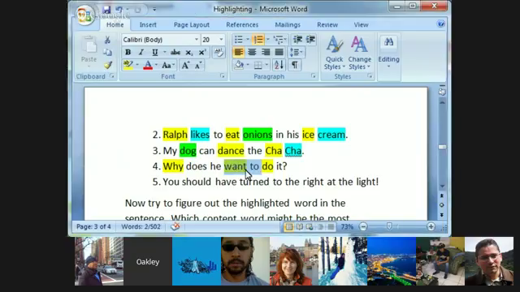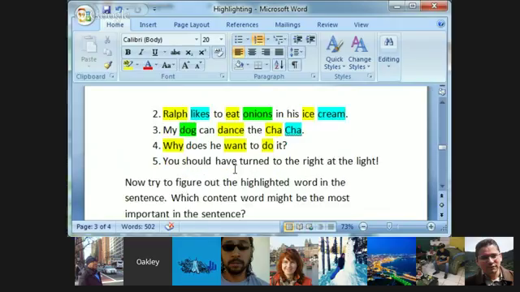Why does he want to do it? I can do that because intonation always will subordinate rhythm. Always. It's more important. Okay? So I can do that. It's perfectly okay to do that. Okay. All right. Teacher, thank you.